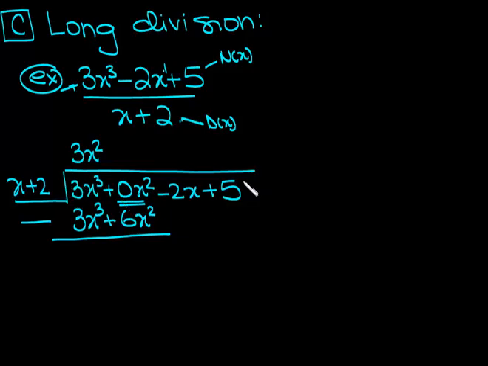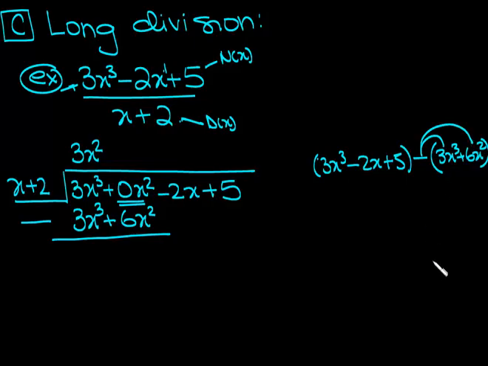Technically we are taking the polynomial on the top, which is this 3x cubed minus 2x plus 5, and we are subtracting the bottom polynomial, which is 3x cubed plus 6x squared. Anytime you subtract polynomials, what do we always have to do first? We have to distribute the negative sign. And what does that do in essence? It basically changes the sign.